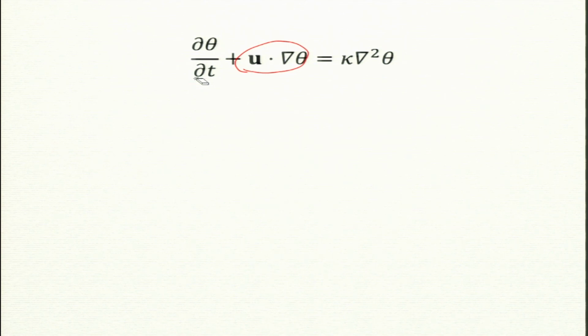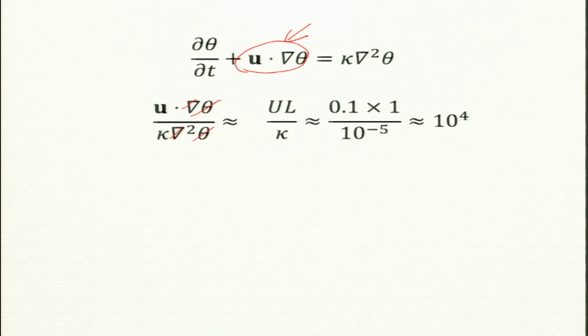Now, you may ask how big is this term compared to kappa grad square theta. I can again do an order of magnitude estimate. So, u dot grad theta by kappa grad square theta. Theta will cancel, one grad will cancel. This is not an exact calculation, but these are often done in fluid mechanics. We can get a number, and in fact this is very commonly used. So, this is U L by kappa, right. There are a lot of cancellations.